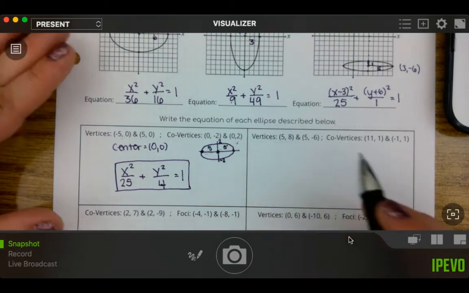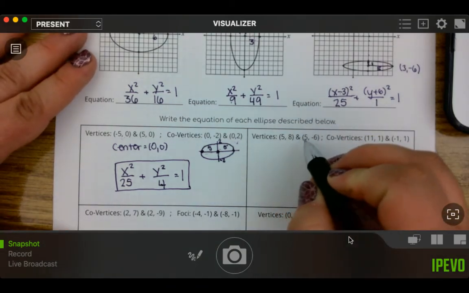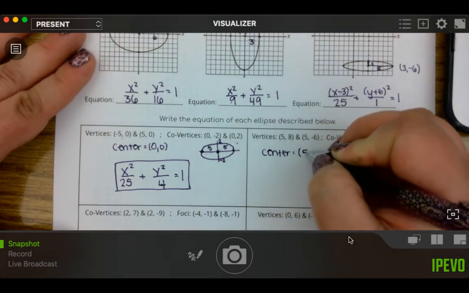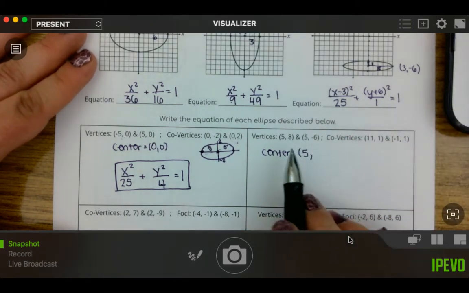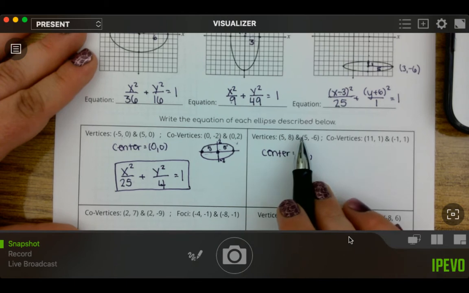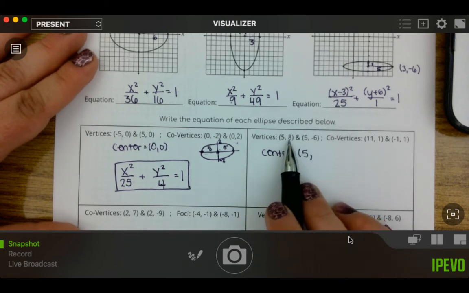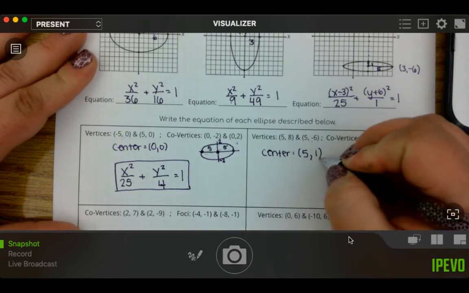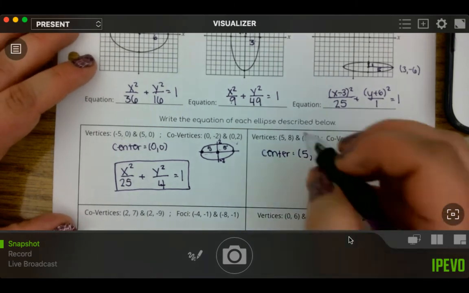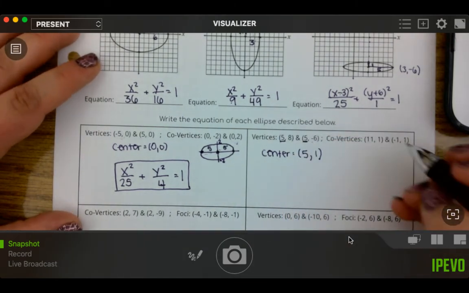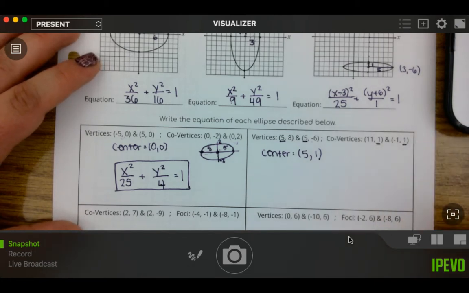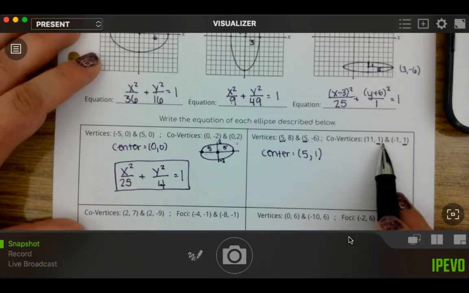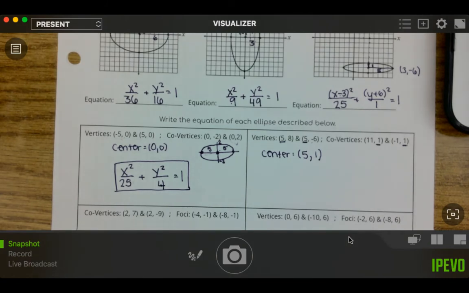Over here, things are a little different. So if you notice on the vertices, both of the x values are 5. That means the center is 5, comma. And then we have a couple of options here. Either find the middle between 8 and -6, add these together and divide by 2. So 8 plus -6 is 2, divided by 2 is 1. Or if you want kind of a neat trick, the center is always going to be the two that are the same from each type. So it's the 5 because the x's are the same on the vertices, and the 1 from the y values that are the same on the co-vertices, which makes it kind of nice, doesn't it?